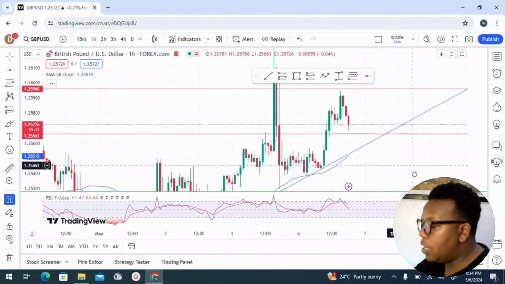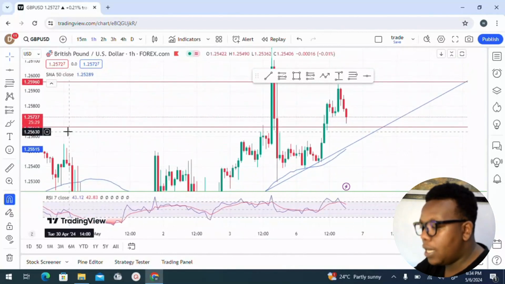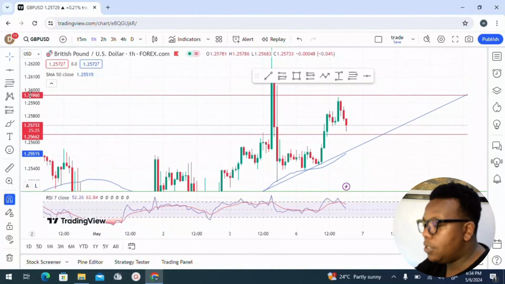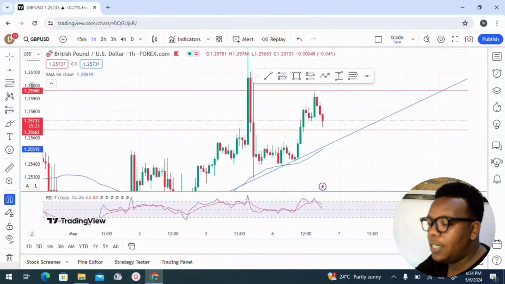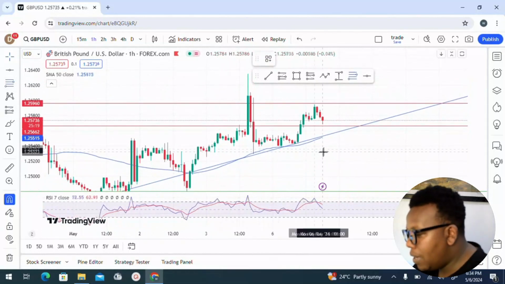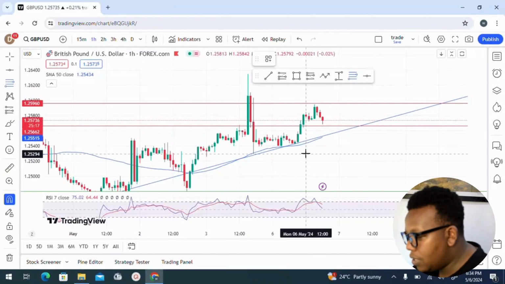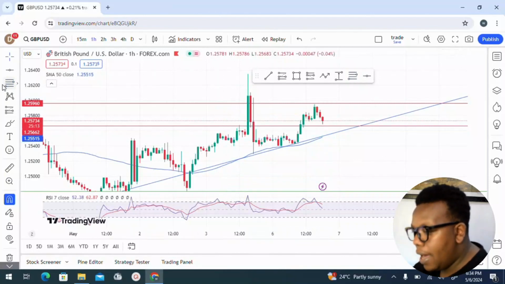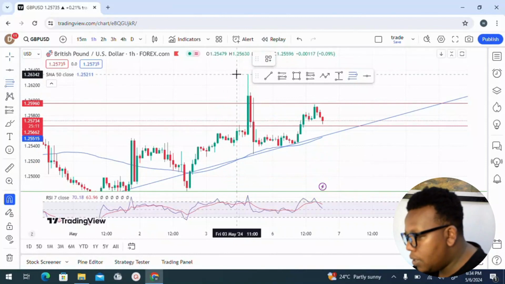So in this case, if you pull a Fibonacci, let me just come here. Fibonacci is a concept that I'll be showing you in detail in different lessons, since it's important for you to also know how to apply the Fibonacci concept. For this case, let me just pull the Fibonacci from the top going downwards.